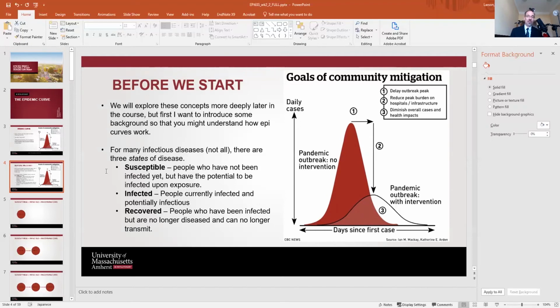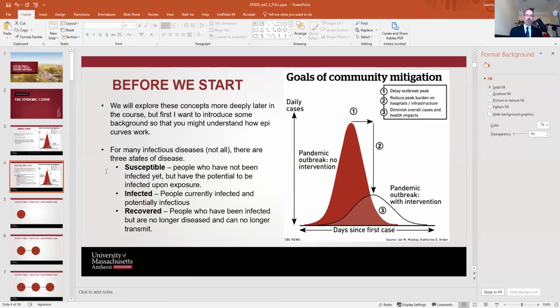And again, this is a generic infectious disease. It doesn't apply to all of them. After a period of being infected and infectious, they recover. These are people who have been infected in the past, but are no longer diseased and can no longer transmit. So they're fully recovered.